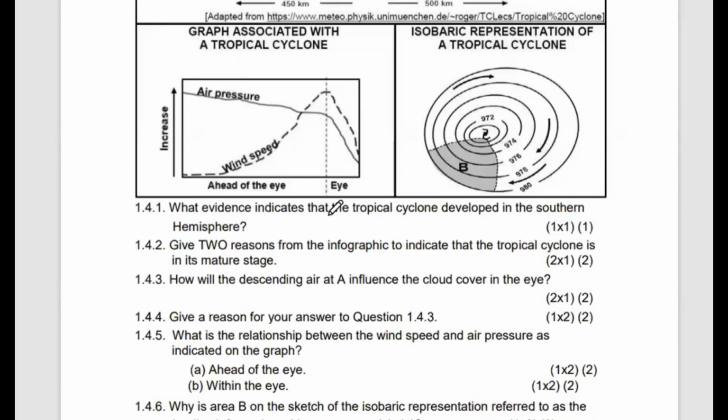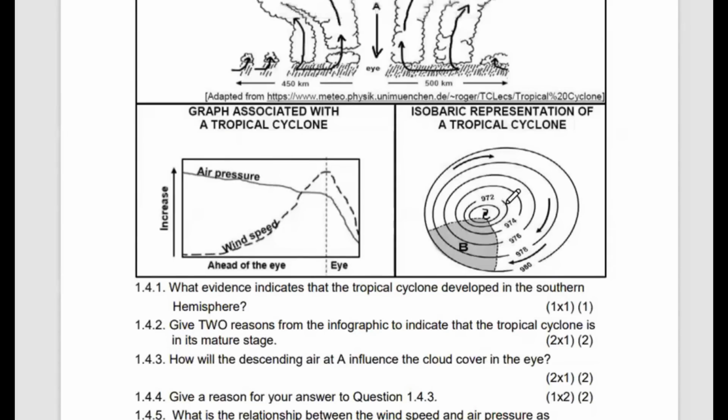As you approach the eye, pressure is higher on the outer part of the weather system, but as we approach the eye of the system, pressure is very low in the center of the system. As we check also, wind speed is lower away from the focal point of the weather system, but as we approach towards the eye of the system, wind speed increases and reaches maximum, but it drops in the center of the system.